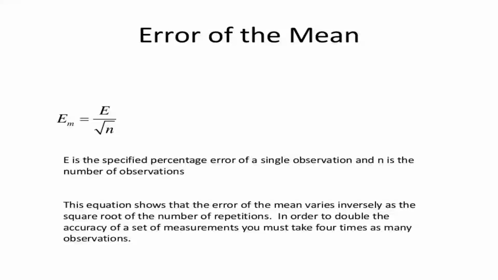The error of the mean, the formula is E divided by root of n, where E is the specified percentage error of a single observation and n is the number of observations. This equation shows that the error of the mean varies inversely as the square root of the number of repetitions. In order to double the accuracy of a set of measurements, you must take 4 times as many observations.